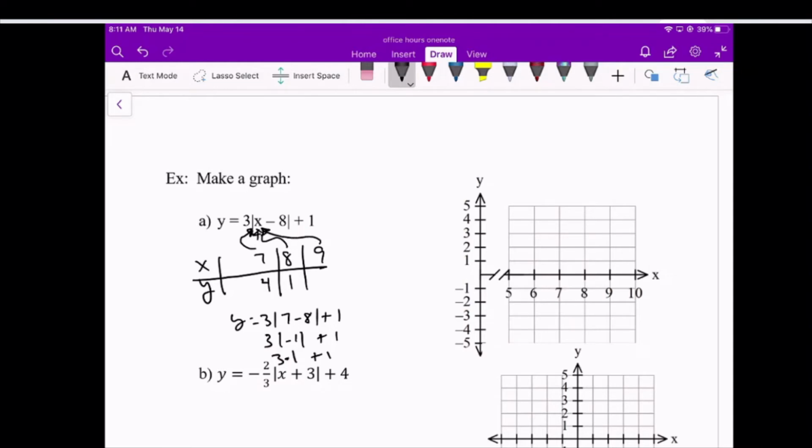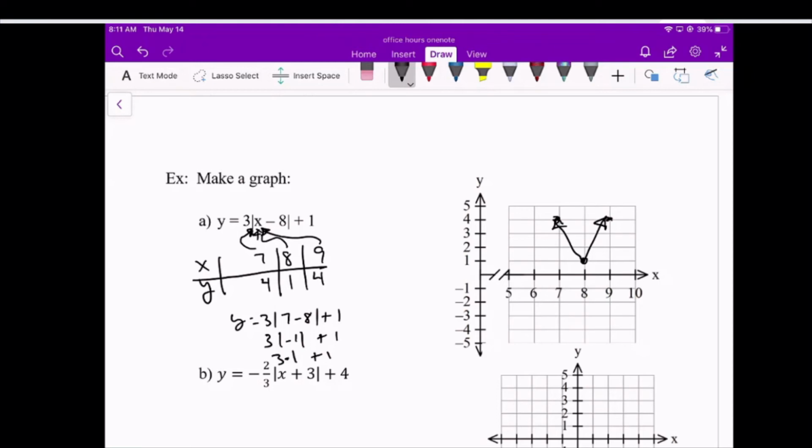I could plug a 9 in for x, and 9 minus 8 is 1. Absolute value of 1 is also 1. Times 3 is 3. Plus 1 is 4. And I'd have my graph there. 8, 1, 7, 4, and 9, 4. And there's my V shape. Ooh, and I'm done. So a table will always work to make a graph.